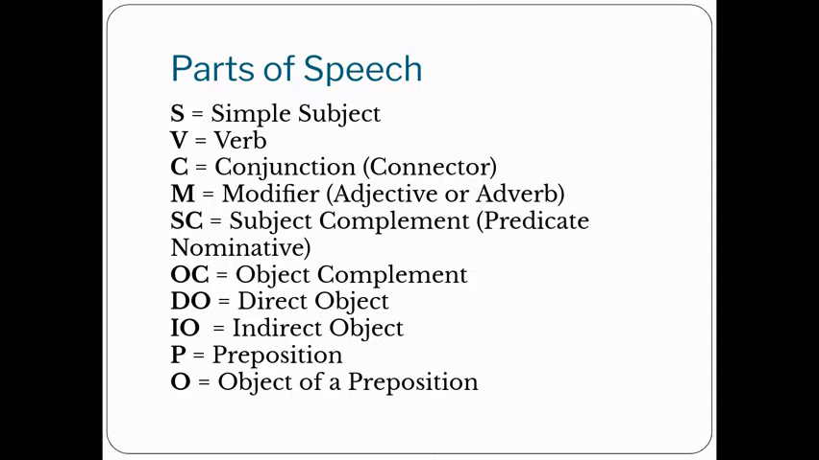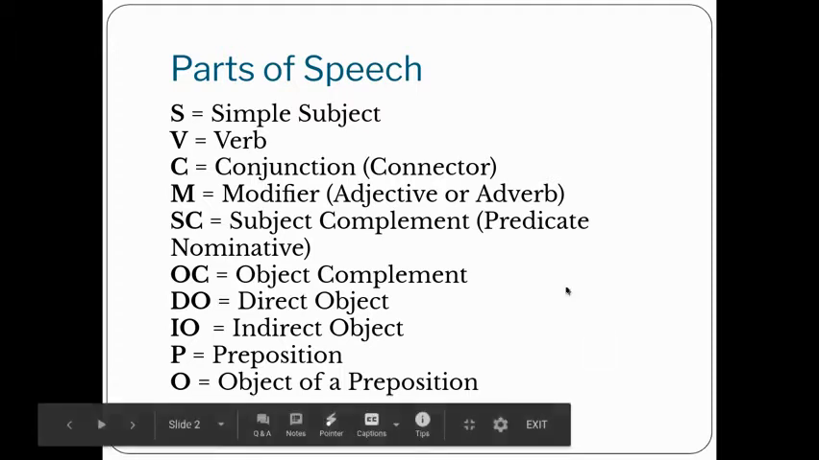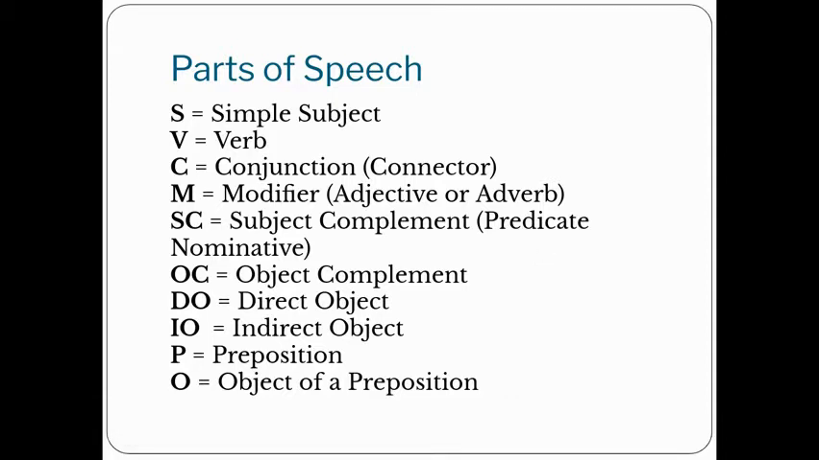For example, instead of SS for simple subject, we're going to use the letter S. V is equivalent to the verb. C is a conjunction or connector. M is going to be used to identify a modifier, such as an adjective or an adverb. SC is a subject complement, such as a predicate noun or predicate nominative. Again, nominative being a fancy word for both a noun or a pronoun.